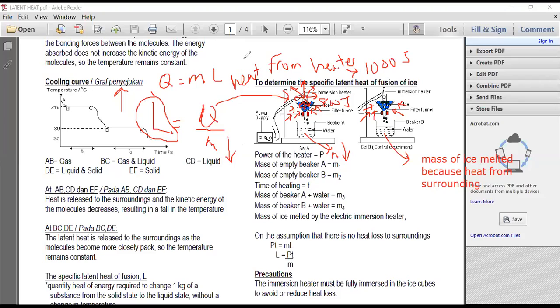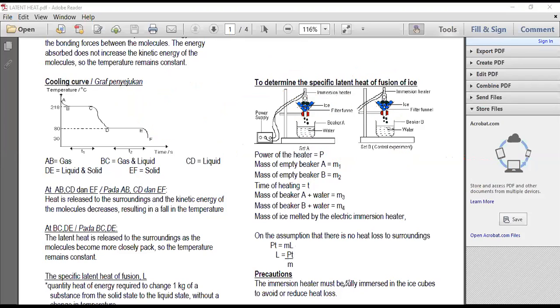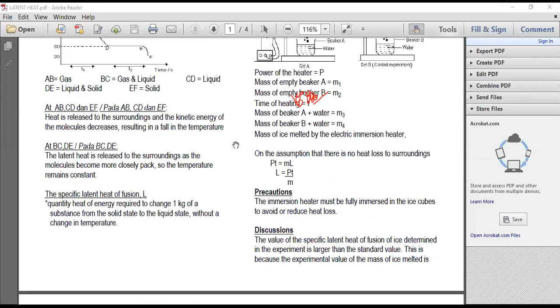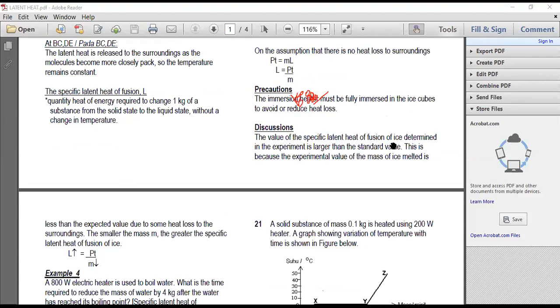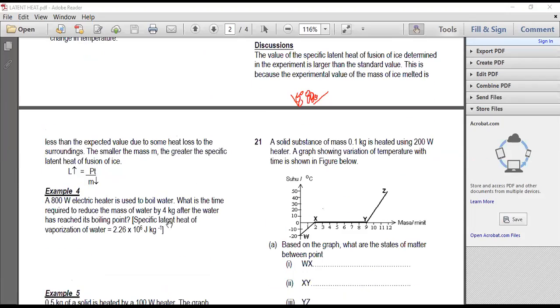So for this experiment, you must make sure the heater is fully immersed in the ice cubes. That means it must be fully covered with ice cubes, so your filter funnel has to be bigger. You have to submerge it into the ice some more, so it's fully covered with ice. All this is to reduce the heat loss to the surrounding. If not, the value of specific latent heat is higher, larger than the standard value, because of heat loss to the surrounding, so the mass collected will be smaller.